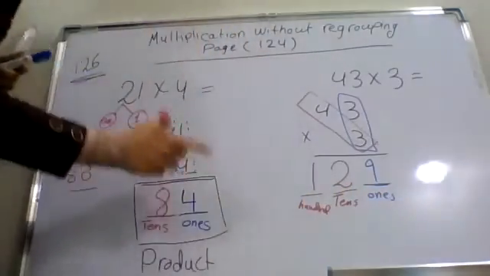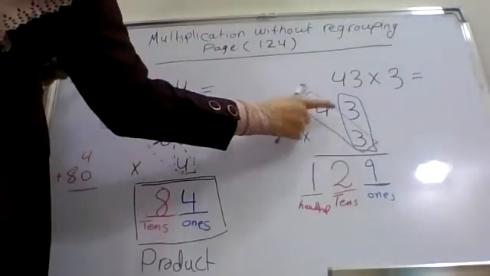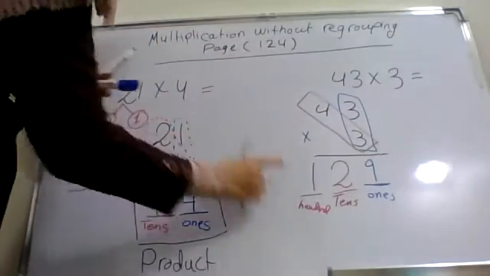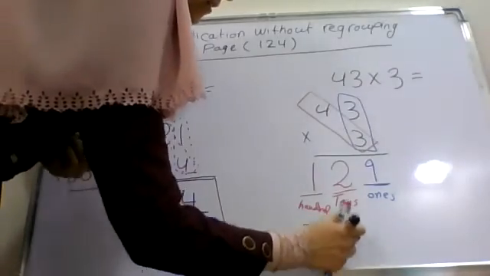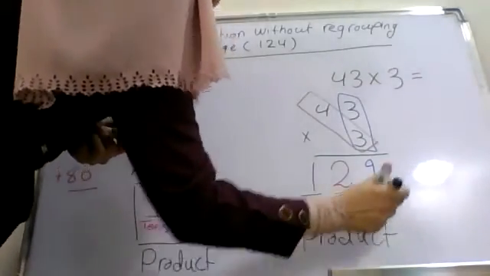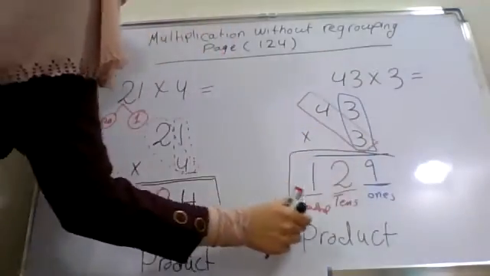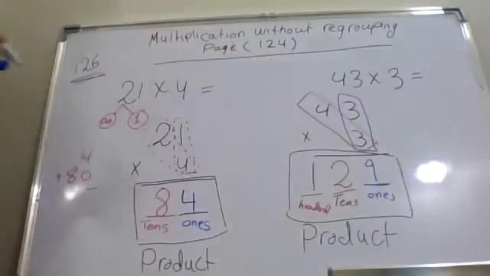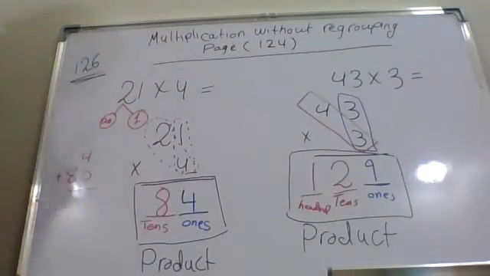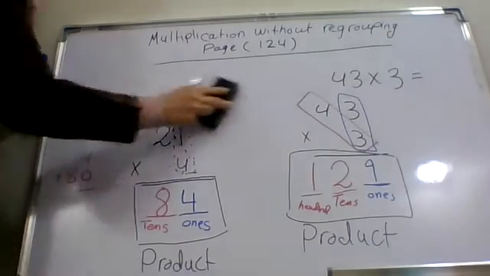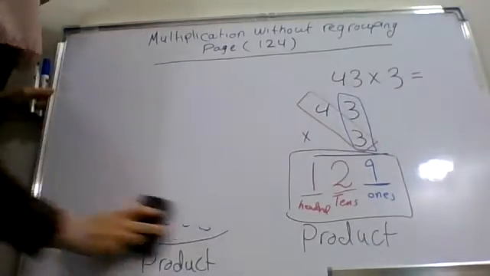So if you multiply this number with the 3, the product is going to be 129. And this is in your book on page 126. So please write the answer down in your book, okay? Let's do some more exercises so we can make it more clear.